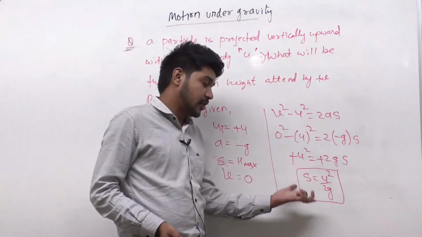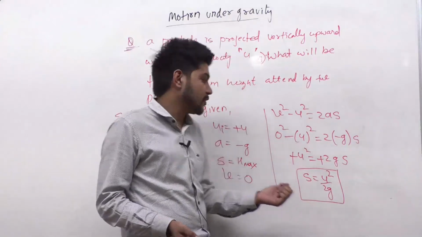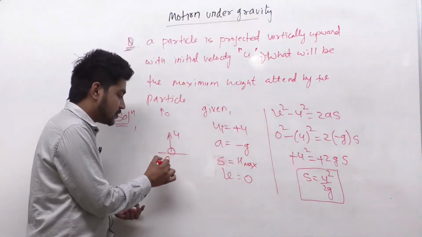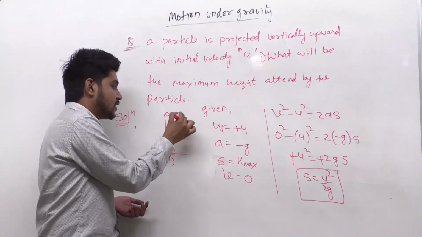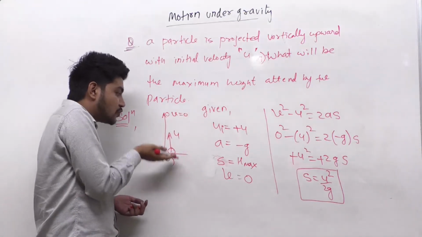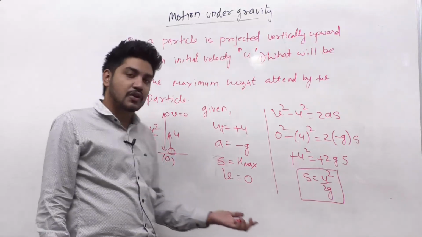So from here what I am saying is that this distance is coming positive only. Of course it should come positive. Why? Because the initial position is the origin 0, 0, and if it is going somewhere upward where the velocity of the particle is 0, then this distance is above the x-axis, so this u square by 2g is above the x-axis, so it should come positive, right?